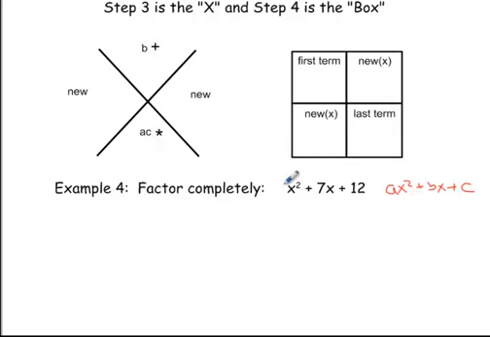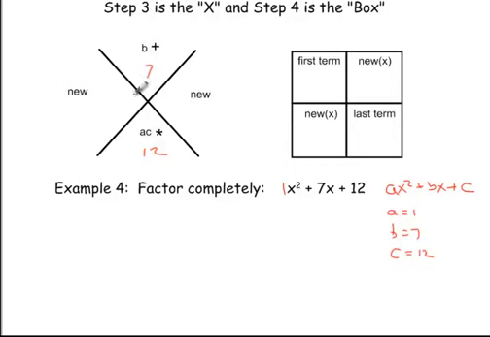Now in this example, a is the coefficient, the multiplier of the x squared term. A is 1. So I'm going to write that here. A is 1. B is 7. It's not 7x, it's just 7. And C is 12. So I'm going to write the product of A and C here. A times C is 12. And up here I'm going to write just B, and that's 7.